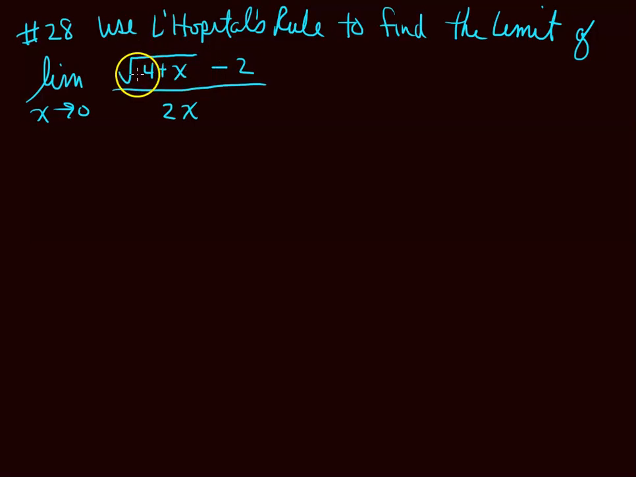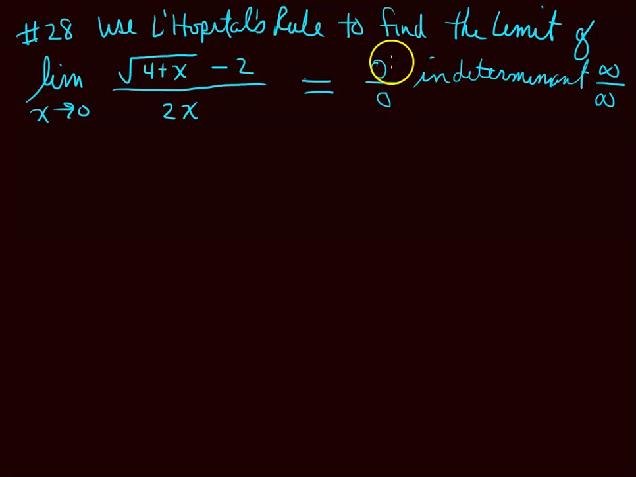L'Hopital's rule says that if you plug in this value, x approaches 0, if you plug in a 0 for x for both the numerator and denominator, I get the square root of 4, which is 2, minus 2, which is 0, over, plug in a 0 for x, I get 0 over 0. This is called an indeterminate form. You could also get infinity over infinity. Then I can use L'Hopital's rule. If that's not the case, then I can't.